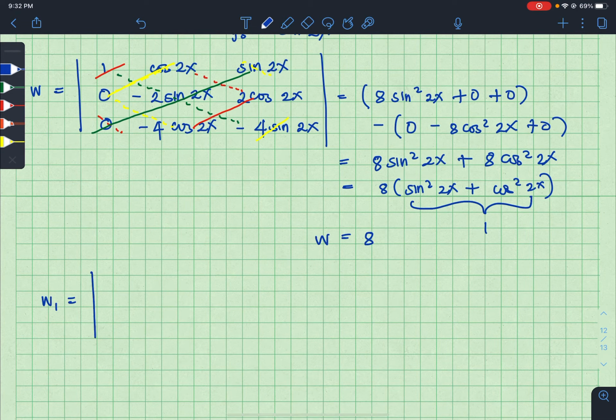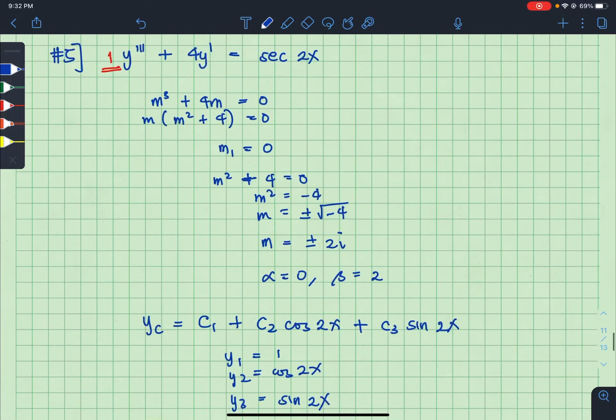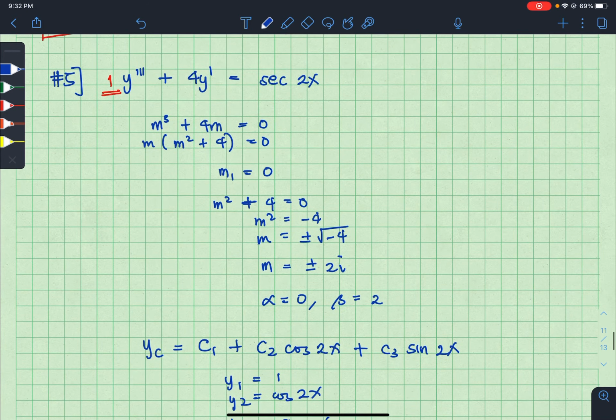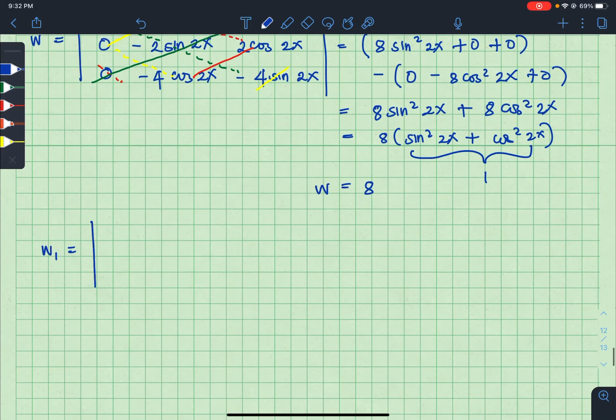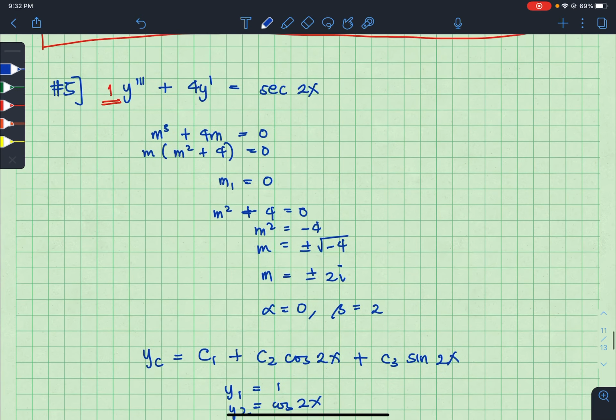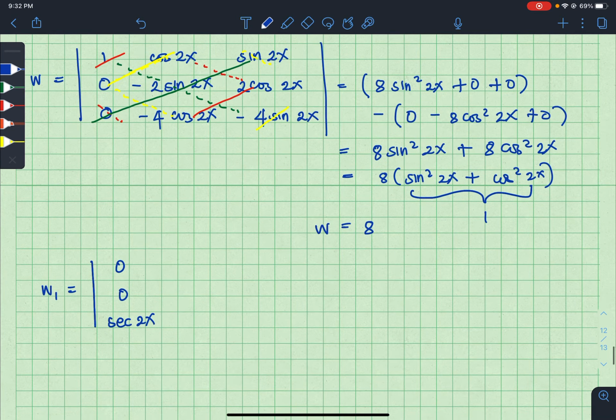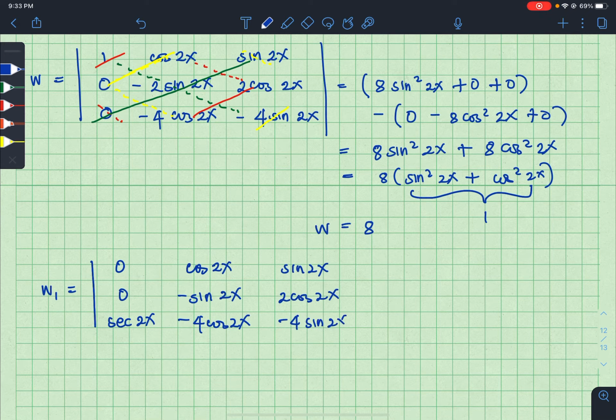For W sub 1, we're going to change our first column. Our g of x is secant 2x, so 0, 0, secant 2x. Then copy the first two columns: cosine 2x, negative sine 2x, negative 4 cosine 2x; sine 2x, 2 cosine 2x, negative 4 sine 2x.